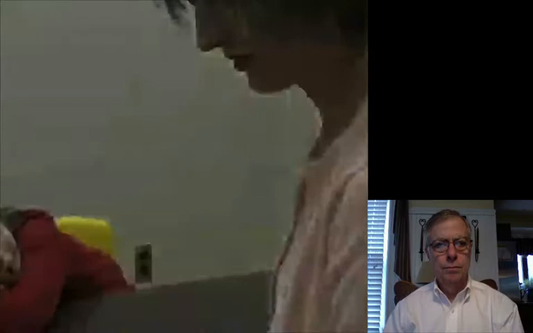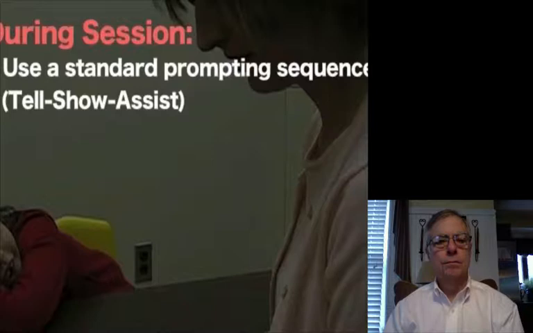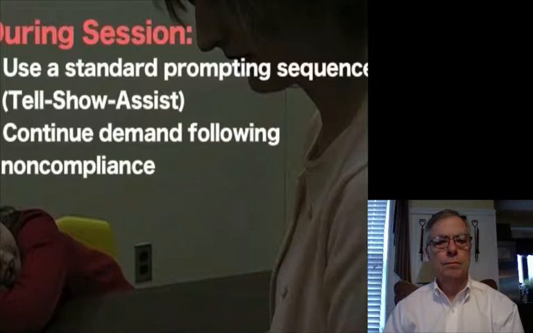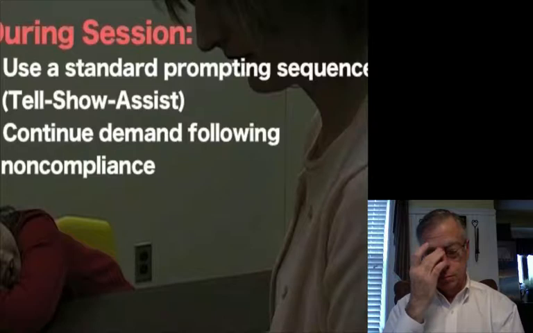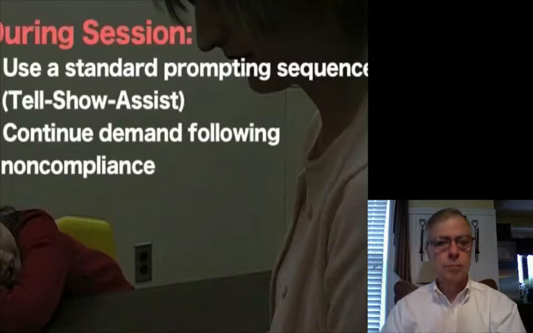During the session, use a standard prompting sequence to present demands. First, tell the child what to do and allow 5 to 10 seconds for initiation of the response. If compliance does not occur, continue the trial by repeating the instruction and modeling the correct response for the child. If compliance still does not occur, repeat the instruction and physically assist the child with completing the demand.